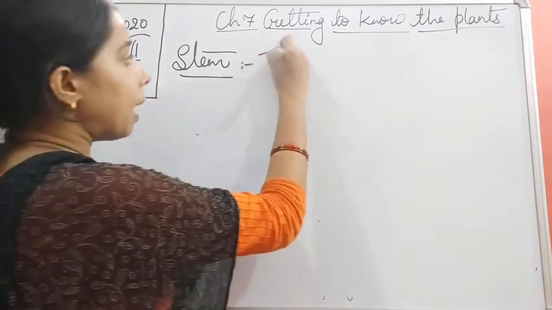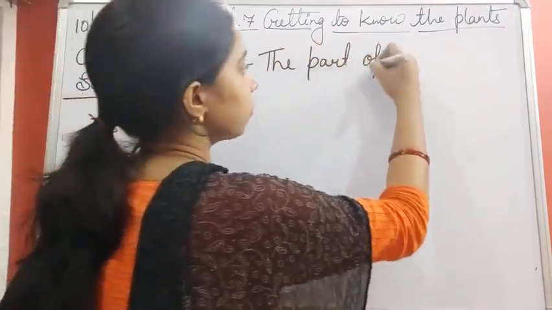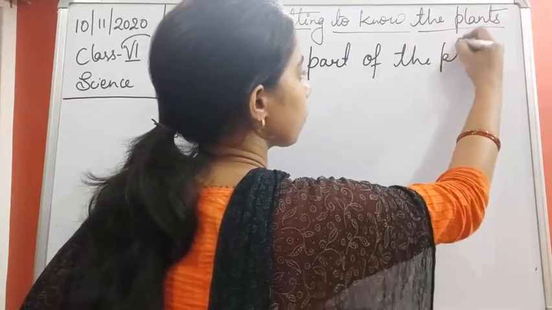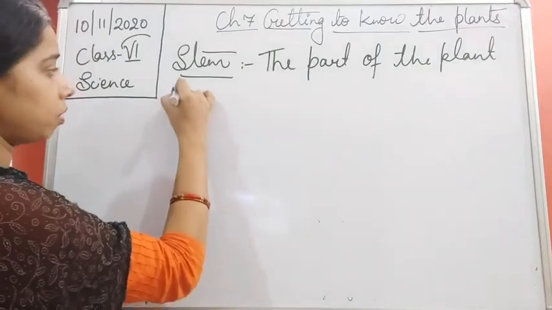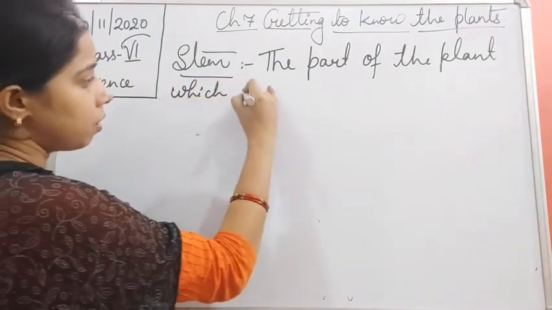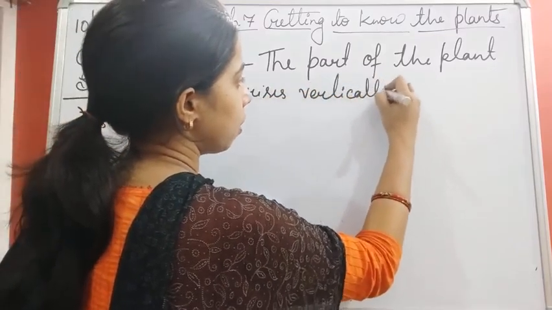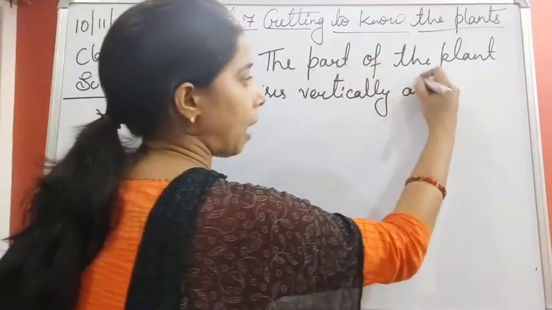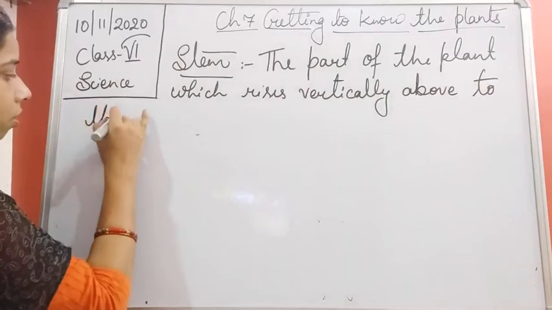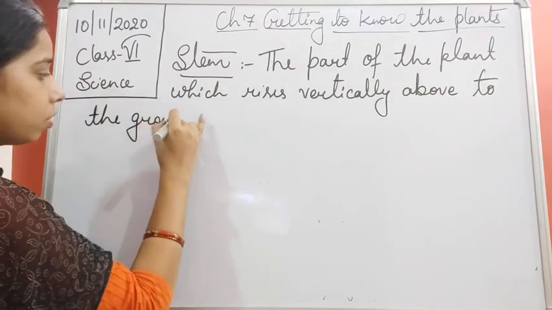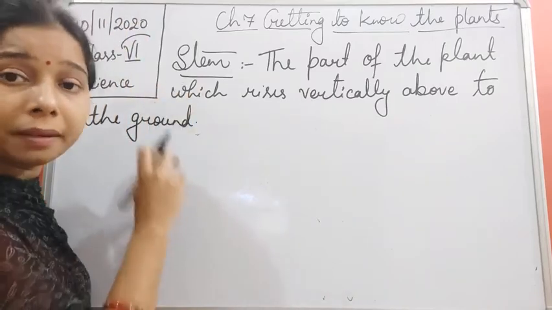The part of the plant which rises vertically above the ground is known as the stem of the plant, which goes vertically above.